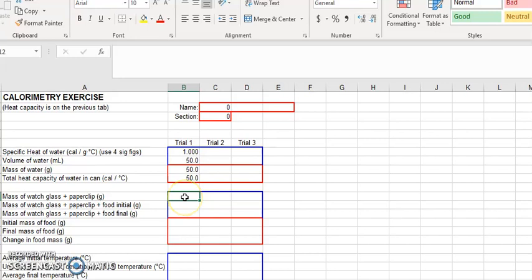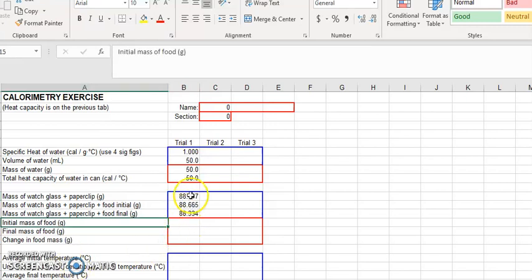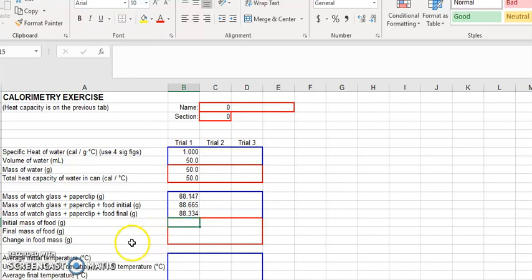Mass of watch glass plus paperclip, mass of watch glass plus paperclip and food, and then final mass. So this is after we burned it. So I'm going to pause for a second and punch those in. Okay, so this data, you have this in your notebook. So I just put in some data from my notebook or scrap of paper that I wrote it on.